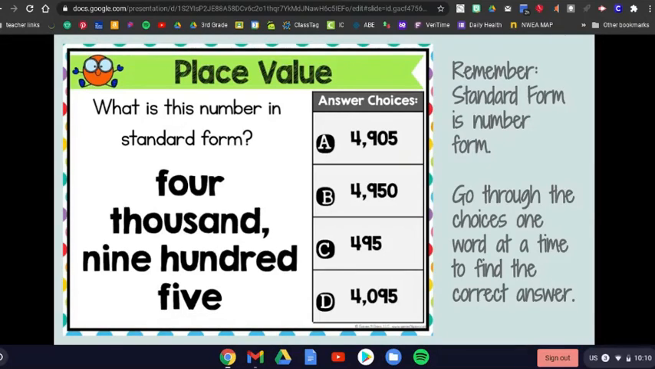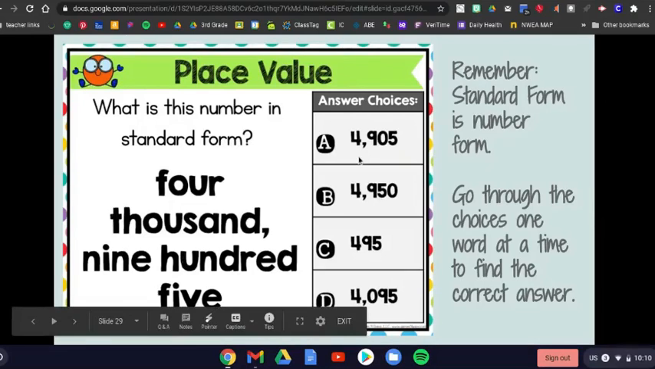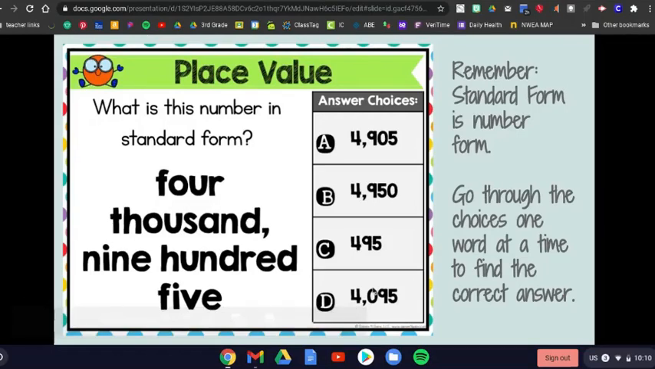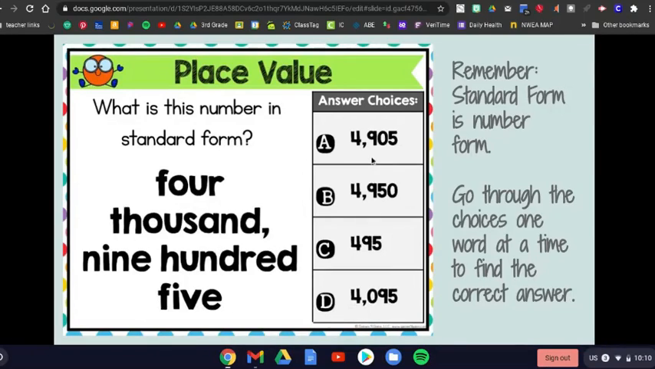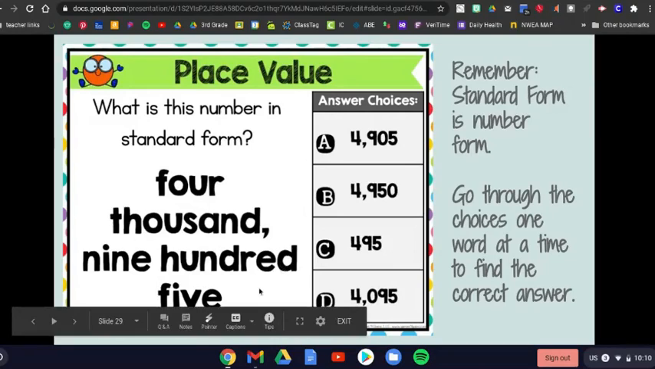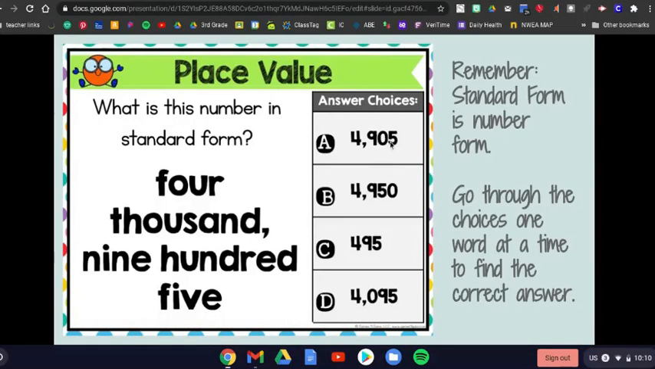And before we can even look at the number, you are using your strategies, and you are telling me that A is the correct answer. And you are correct. It starts with 4,000. So I'm going to go to the thousands place. It's the number before the comma. And A, B, and D all have 4,000. And then my next number is 900. And A and B have a 9 in the hundreds place. And then I'm looking for 5, which means 0 tens and 5 ones, which is answer choice A. You'll click on answer choice A in your form activity today.